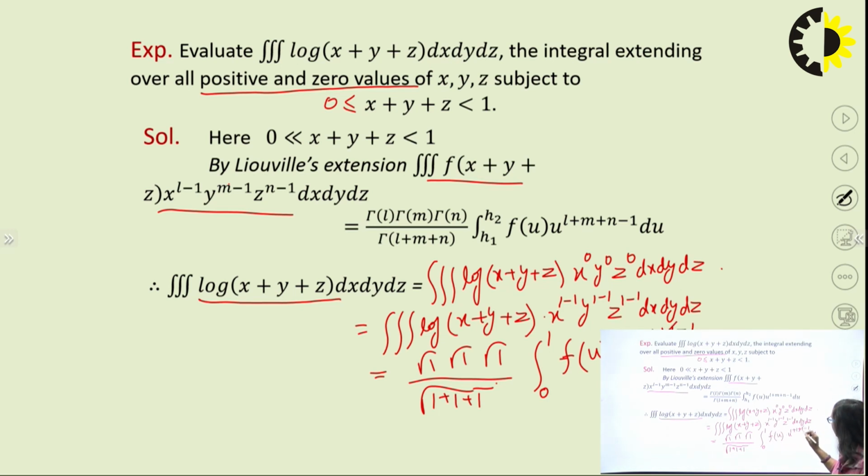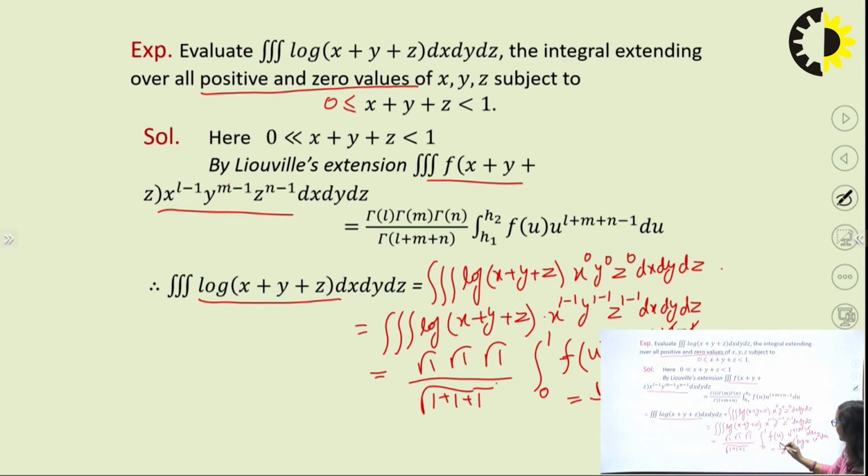What happened to the power? This plus 1 minus 1 cancel out. So this is nothing but putting the value of the function of u also, where the function here is log of x plus y plus z. What will this become? This is gamma 1, which means 1 in the numerator. In the denominator it's gamma 3. Gamma 3 is nothing but 2 factorial, which is 2. Integral 0 to 1. F of u means in place of x plus y plus z, I am replacing it with u over here. The function becomes log u into u to the power 1 plus 1, which becomes square, into du.